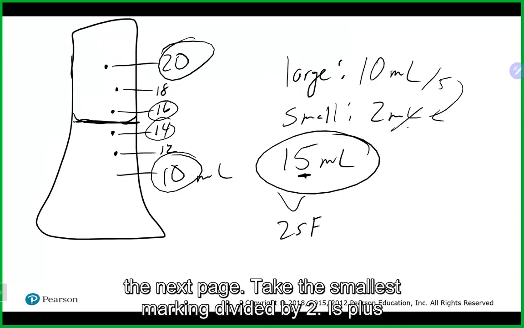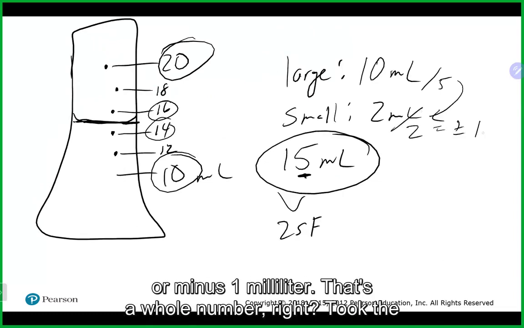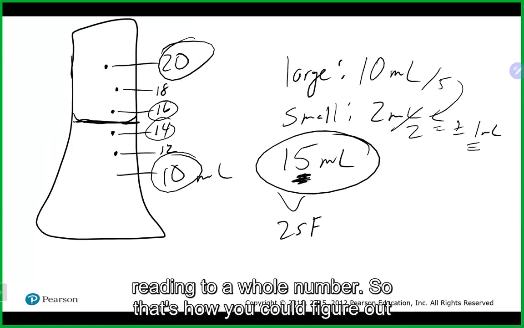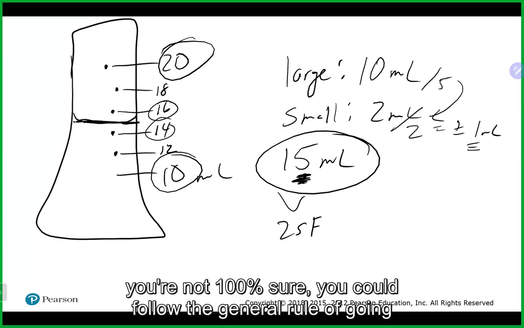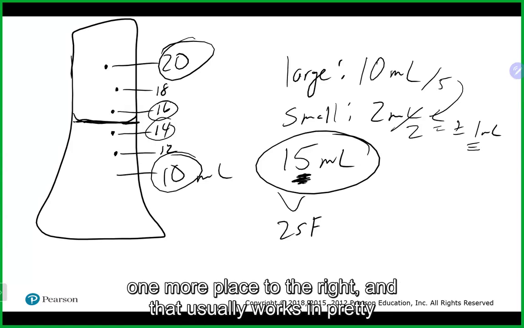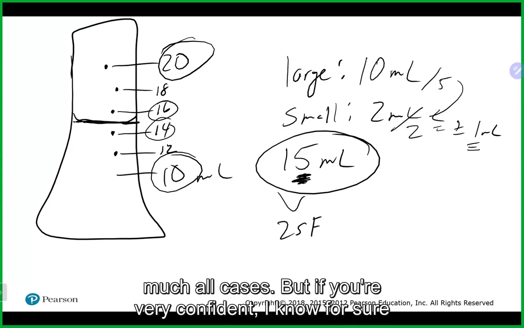Take the smallest marking divided by 2, which is plus or minus 1 milliliter. That's a whole number, right? Take the reading to a whole number. So that's how you can figure out the uncertainty in a measurement. If you're not 100% sure, you can follow the general rule of going one more place to the right, and that usually works in pretty much all cases.